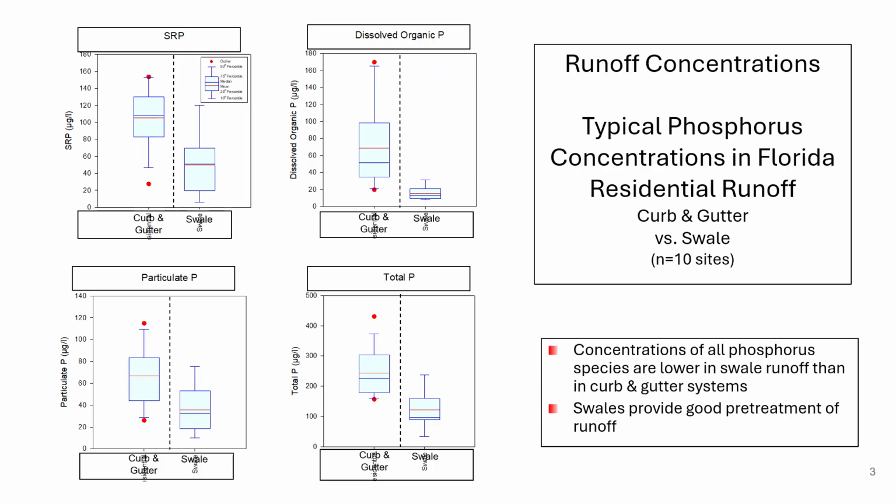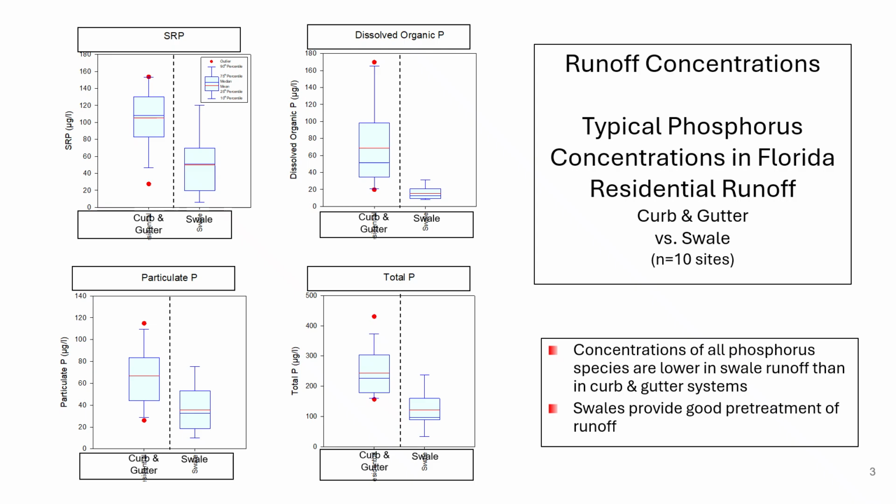Here we're looking at typical phosphorus concentrations found in Florida residential runoff. This slide presents field-collected data comparing the concentrations of phosphorus in runoff from two common stormwater management systems, the traditional curb and gutter system versus the use of vegetated swales. Across 10 different sites, the data consistently show that concentrations of all phosphorus species are lower when runoff flows through a swale system compared to a curb and gutter system.